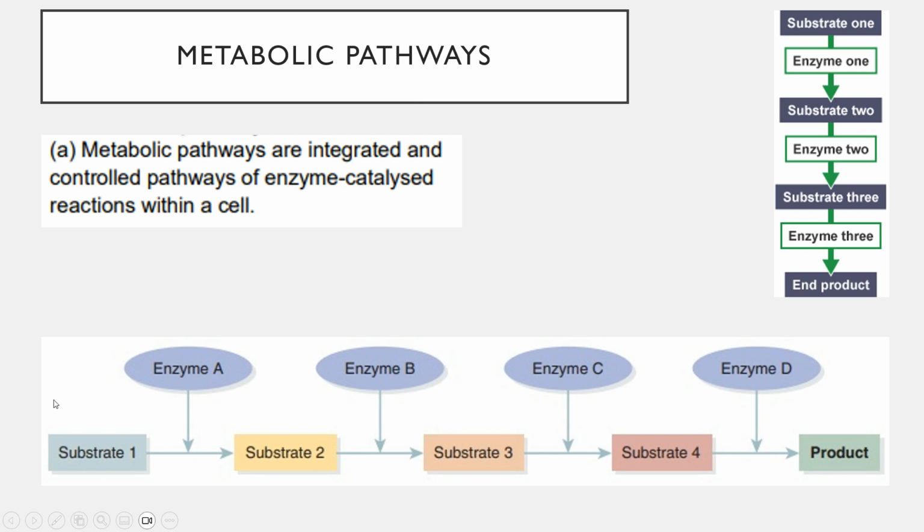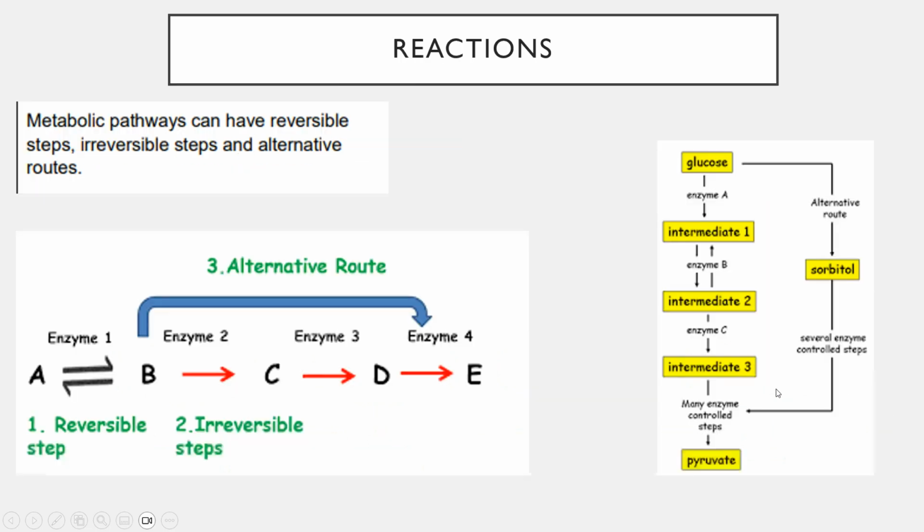So you can see from the diagram we have our starting substrate. It's converted into substrate 2 by an enzyme, 2 into 3 by yet another enzyme, and so on and so forth until we get to our end product. So if we look a little closer at these reactions, we get some details about some of the symbols and more information on the reactions themselves.